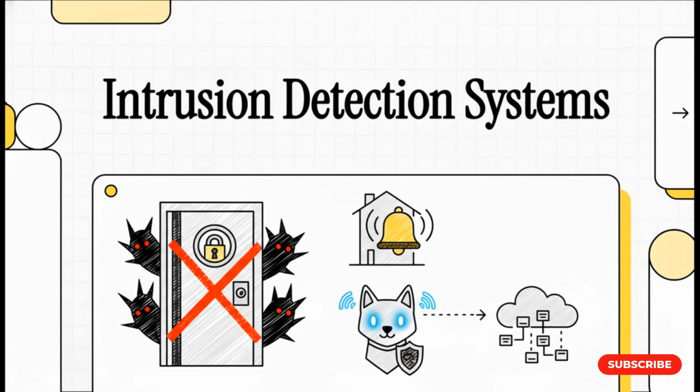We all think about locking our digital front doors, but in a world with constant online threats, just locking the door, well, it's just not enough. You need an alarm system. So today, we're going to dive into your network's digital watchdog, the Intrusion Detection System. Let's find out how this thing actually keeps you safe.